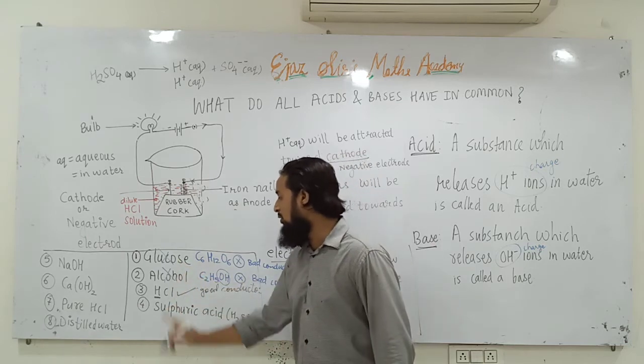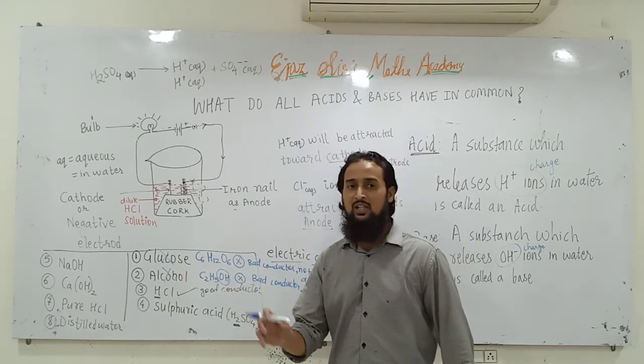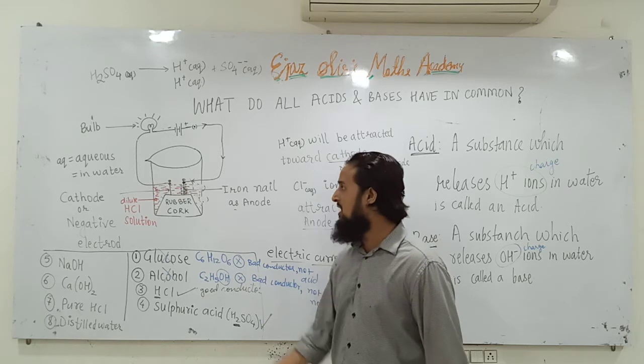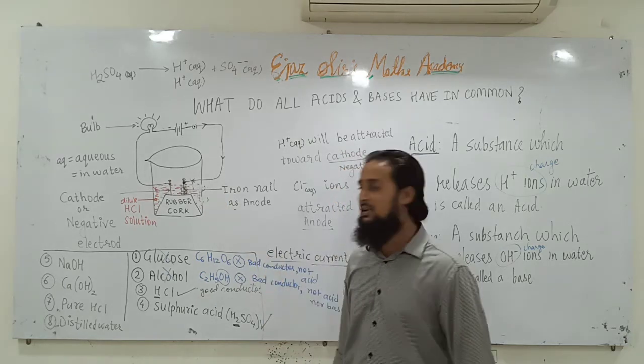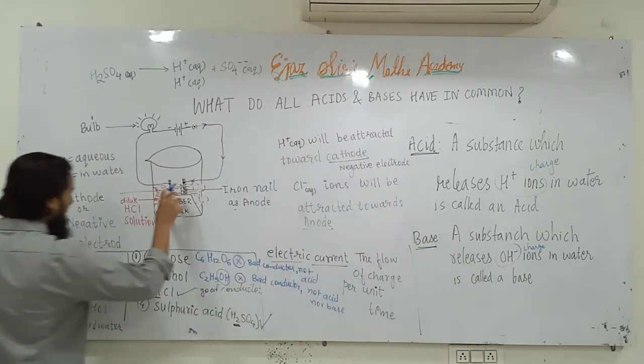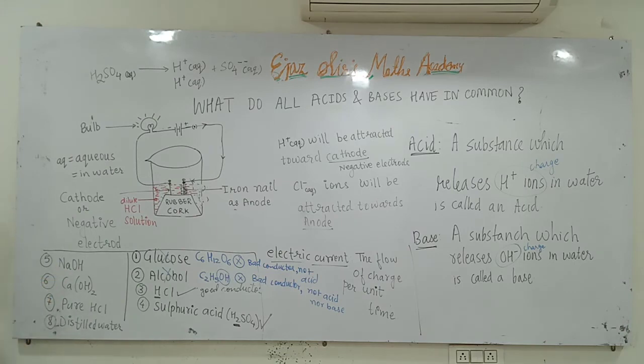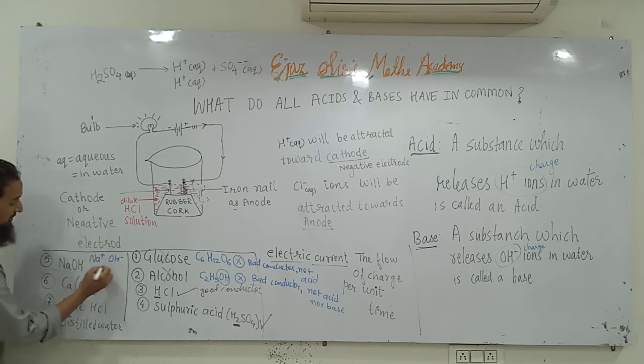But glucose and alcohol do not release any H positive or OH negative charges in water. That's why they are bad conductors of electricity. Now we can repeat this activity with NaOH, sodium hydroxide. As soon as we put NaOH in water, what happens? Na positive ion gets separated and OH negative ion gets separated, aqueous. Aqueous means in water.